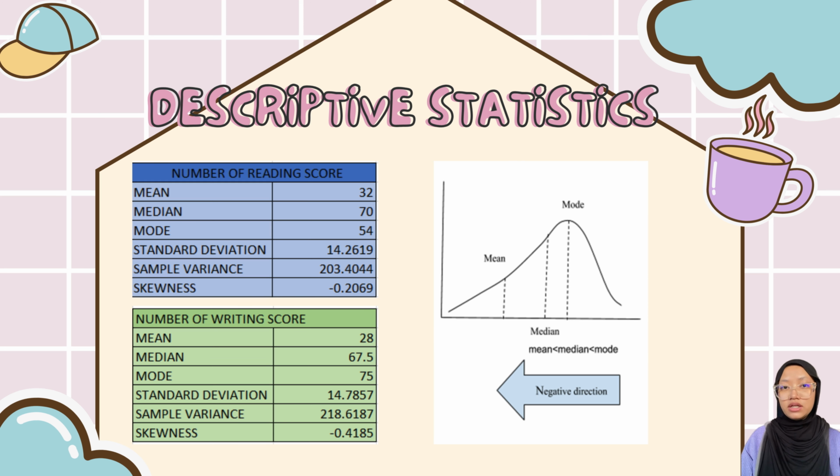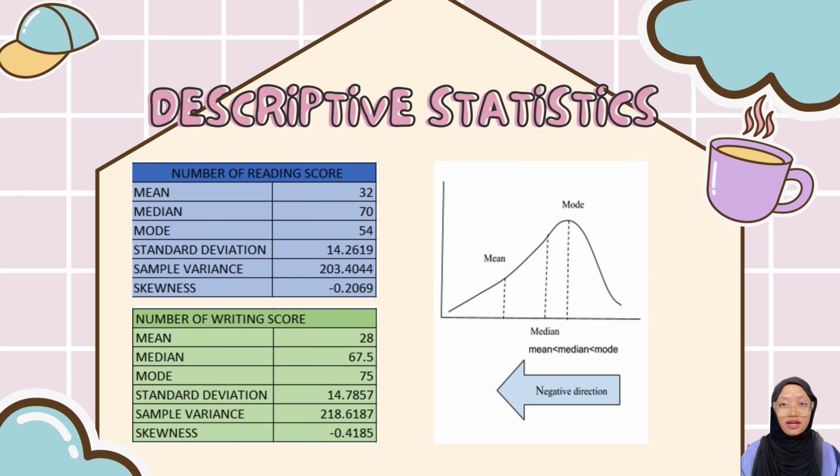For the writing score table, the mean or average score is 28. The median or middle value is 97.5 and the most frequent value, the mode, is 75. The standard deviation is 14.7857, indicating the average amount scores deviate from the mean. The variance is 218.6187, and lastly, the skewness is negative 0.4185, which is a more noticeable negative skew compared to the reading score.